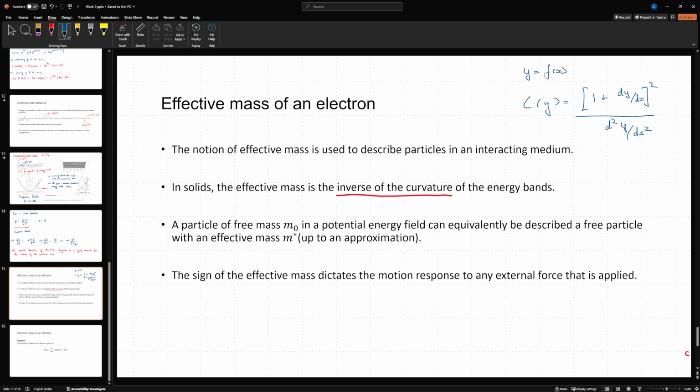Wait, oh God, I made a mistake. This is not the curvature, this is the inverse of the curvature. So you cannot have zero effective mass. I apologize. The point where d squared E upon dk squared is zero implies infinite effective mass.